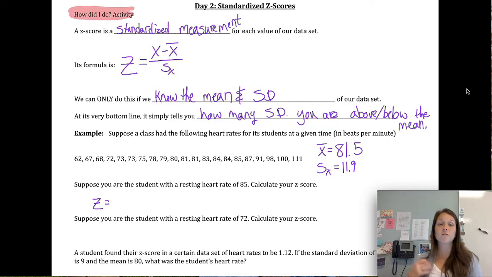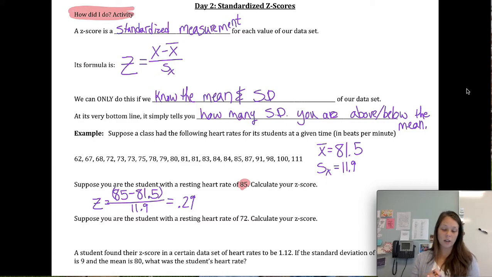The formula for z-score is x minus x bar divided by s sub x. The x is referring to a specific data point. So the specific data point they give us in this first problem is a resting heart rate of 85. So 85 minus the average of 81.5 divided by the standard deviation of 11.9. Now, if you're in the habit of typing everything into a calculator all at once, that's fine, but you have to have parentheses around this numerator or else you're going to get the wrong answer. So here you should get a z-score of 0.29.